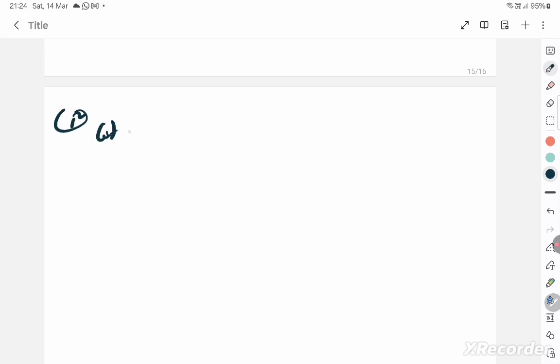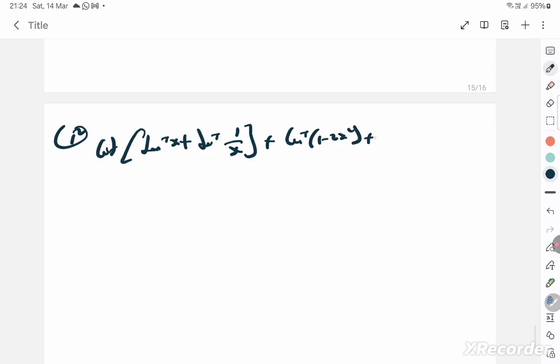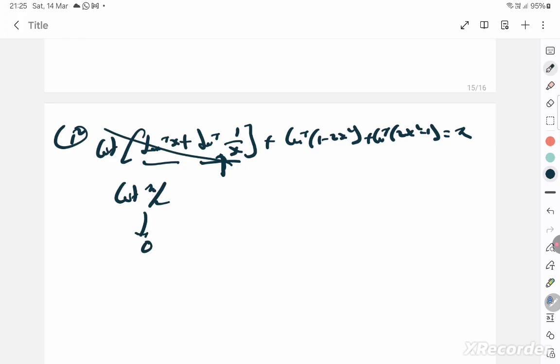A cot of tan inverse of x plus tan inverse of 1 by x plus cos inverse of 1 minus 2x square plus cos inverse of 2x square minus 1 is equal to pi. Look at this. The moment I see this, I can write it as cot inverse of x and tan inverse of x by using reciprocal function. Cot inverse of x is pi by 2, and a cot 90, a tan 90 is infinity. A cot 90 directly becomes 0, so this can be ignored.